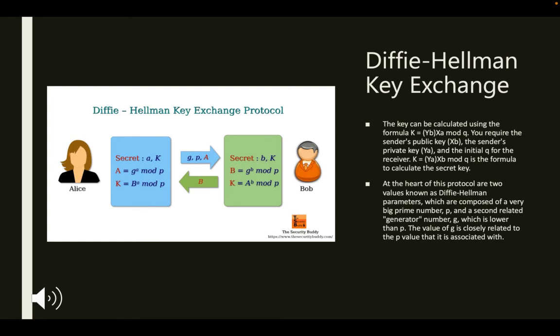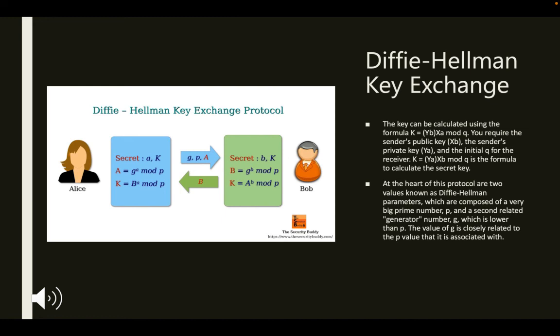In the Diffie-Hellman key exchange, the key can be calculated using the formula K equals YB^XA mod Q. You require the sender's public key, YB, the sender's private key, XA, and the prime Q for the receiver. K equals YA^XB mod Q is the formula to calculate the secret key. The Diffie-Hellman key exchange method is finished if the K values produced are equal.